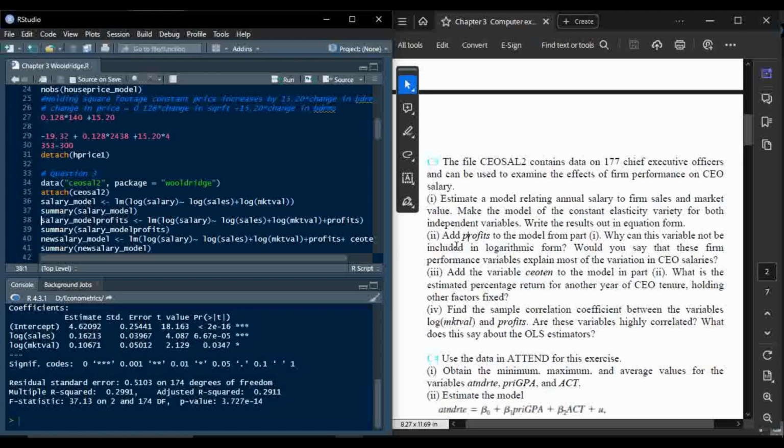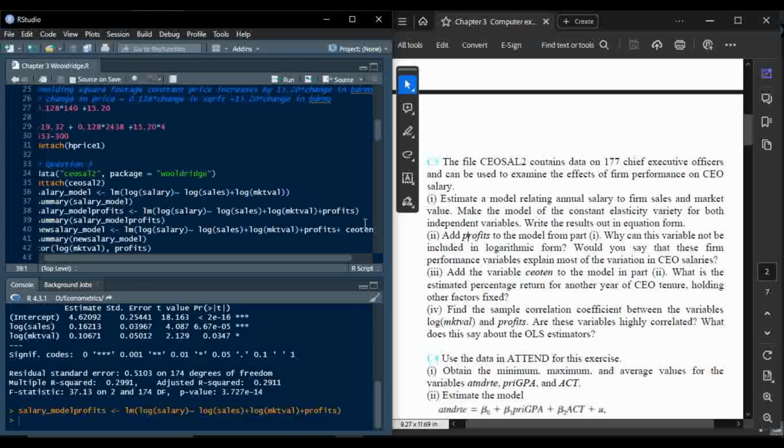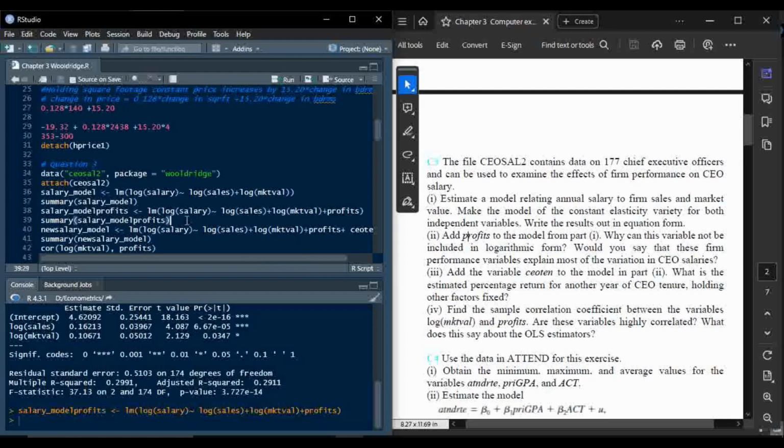Okay, and now look at the second question. Add profits to the model from part first, and why can this variable not be included in logarithmic form? Would you say that these firm performance variables explain most of the variation in CEO salaries? Okay, now let's create a new model. We have to add profits to this model. So let's create a model by the name of salary underscore model profits. Use this assignment operator, and in the right hand side we have to add one more variable by the name of profits. Okay, press Ctrl plus Enter and then summarize this model.